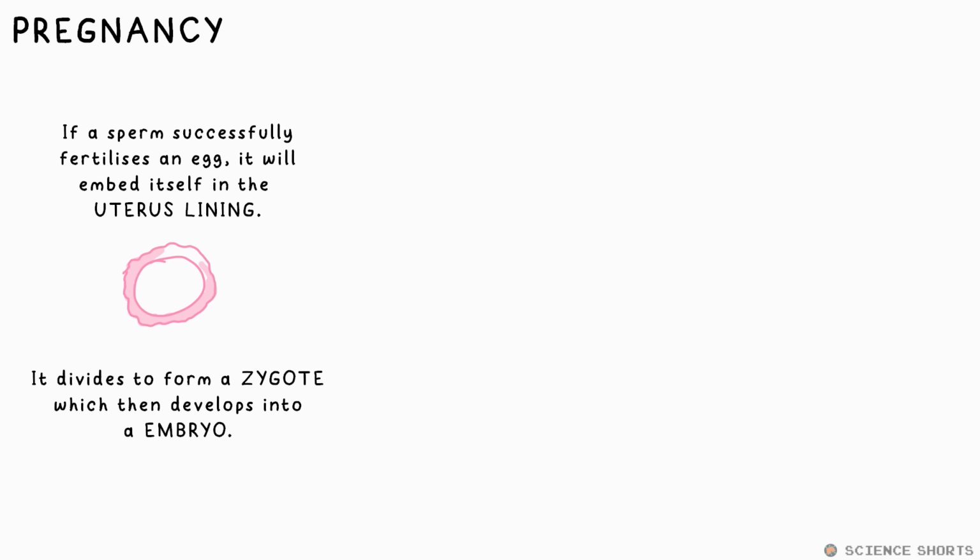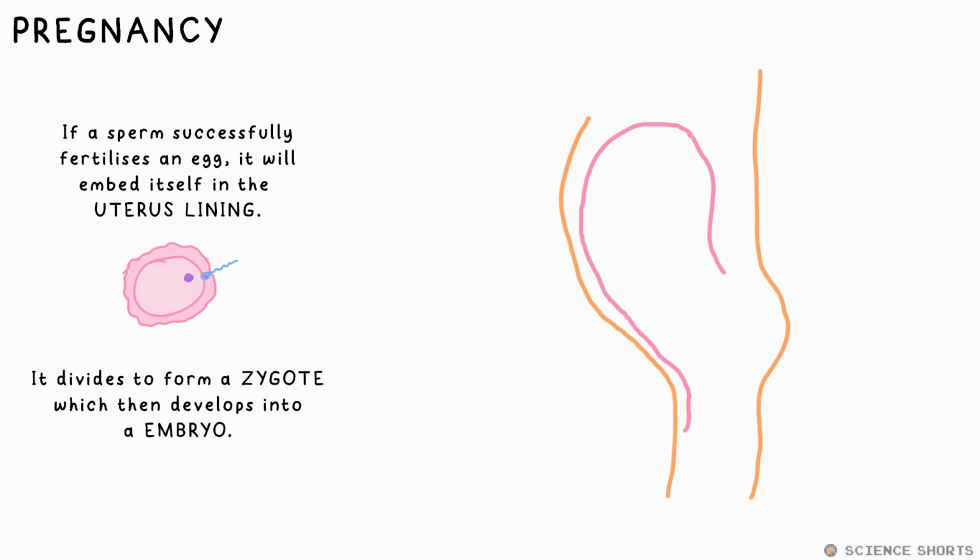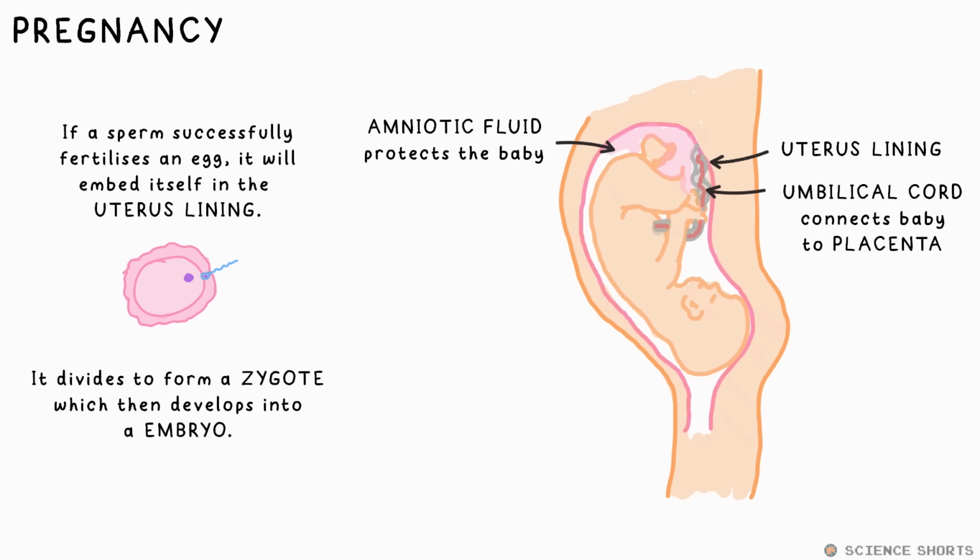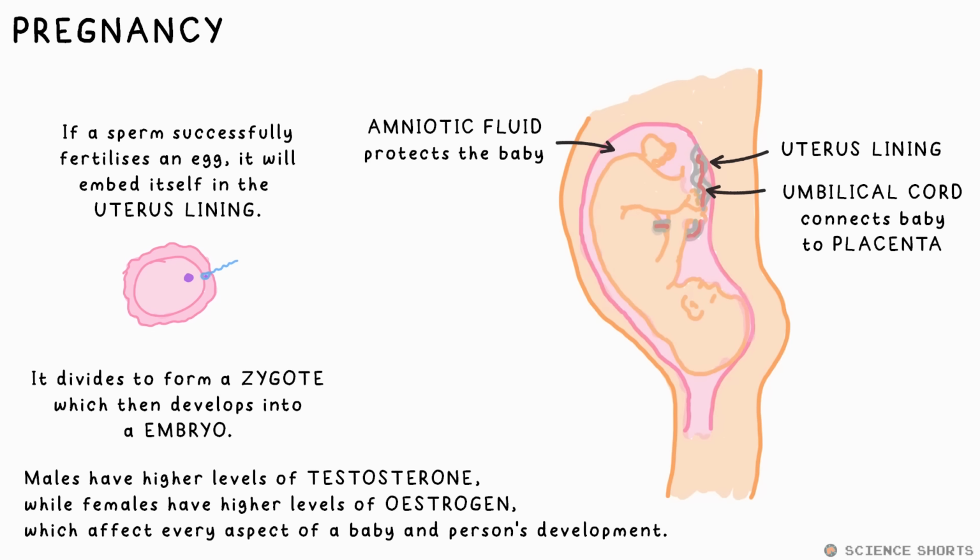If an egg is successfully fertilized, it will embed itself in the uterus lining, where it will divide to form a zygote and then an embryo. The umbilical cord develops between it and the uterus lining, which has a good blood supply to provide oxygen, nutrients, and everything else the baby needs to grow. Even in the womb, the higher levels of testosterone in a male or estrogen in a female determines the baby's physiology.